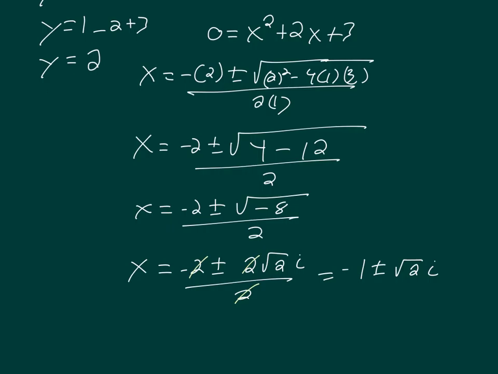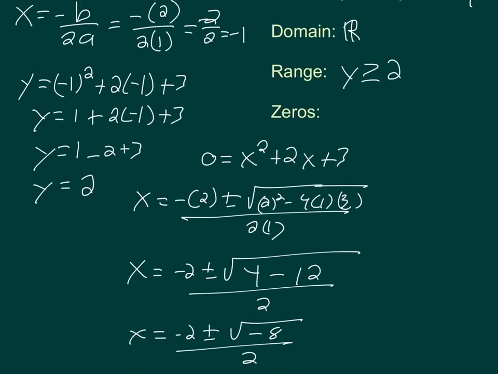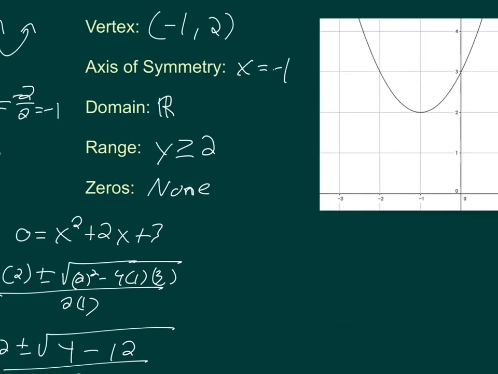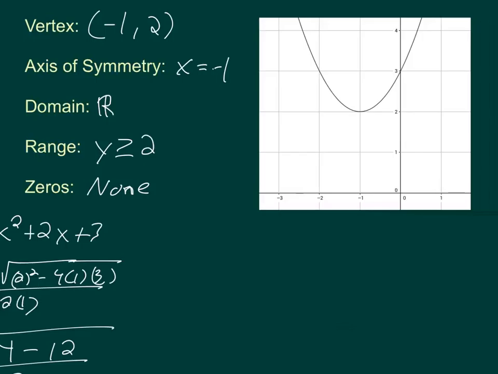Let's take a look at what that would look like in the graph, because if I go back up here and I say that my zeros are kind of none, because I'm really only interested in the real zeros, when I look at the graph, now it starts to make a little bit of sense. I can see my vertex is at negative 1, 2. My axis of symmetry, x equals negative 1. Domain, yeah, I'm going out forever, so that's all real numbers. Range, greater than or equal to 2.